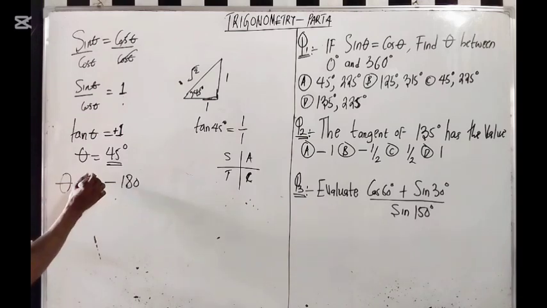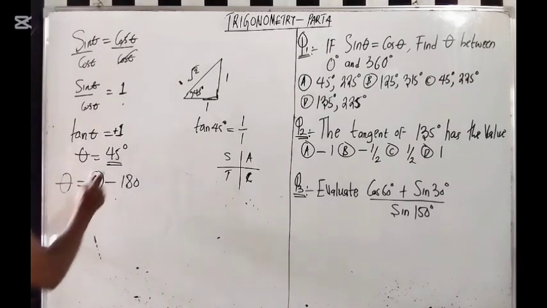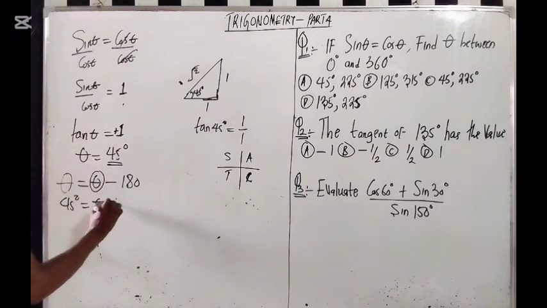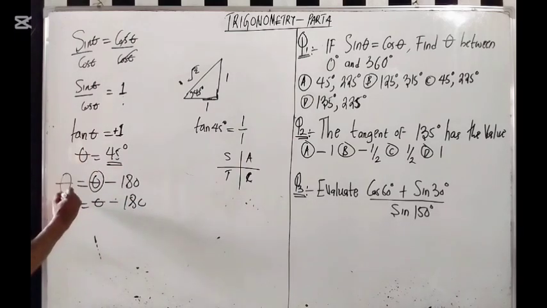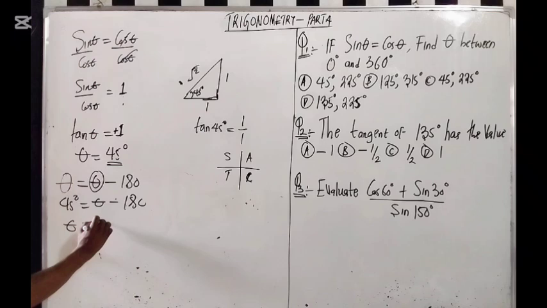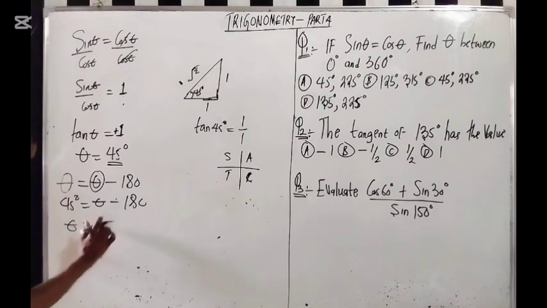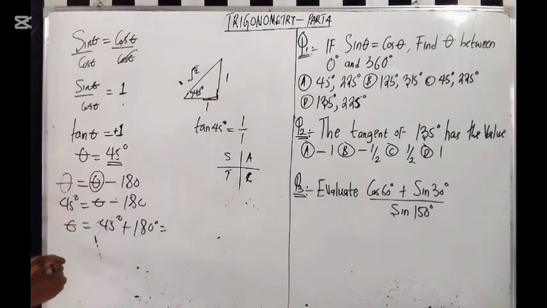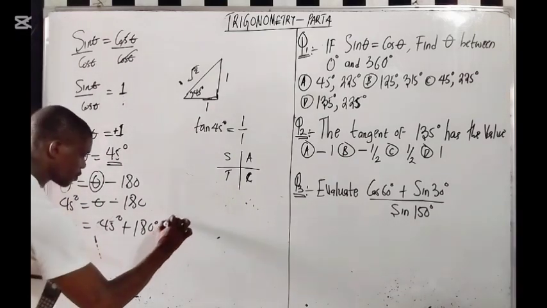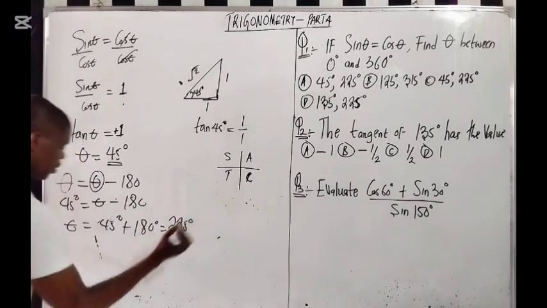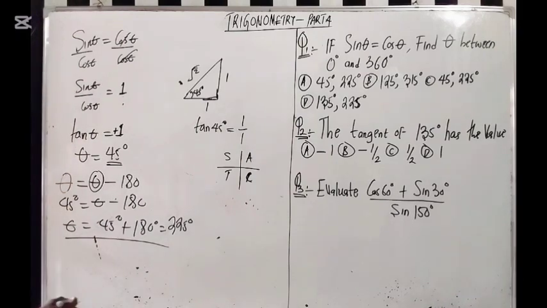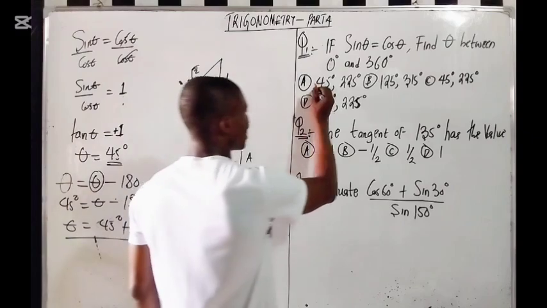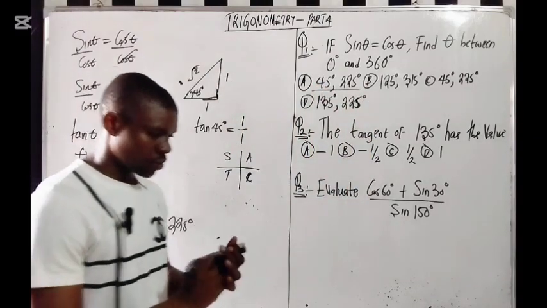So we are trying to look for this one here. If I place this here, we have 45 degrees equals theta minus 180, right? I now have theta equals 45 degrees plus 180 degrees. What will happen here? I have 225. So the two angles here are 45 and 225. That is the answer. Hope you understand.